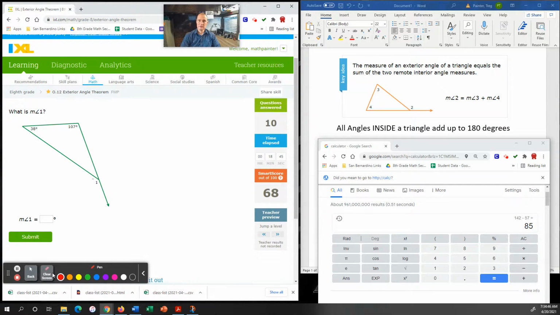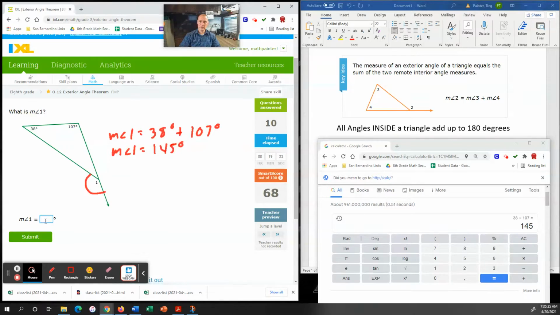We got a straightforward problem. Measure of angle 1 equals 38 degrees plus 107 degrees. And add them up. 38 plus 107 equals 145. So we got measure of angle 1 equals 145 degrees. Take a look at measure of angle 1. It is obtuse. It's a very large angle, so it makes sense that it'd be a rather high number. So 145 seems like a good response for this one.